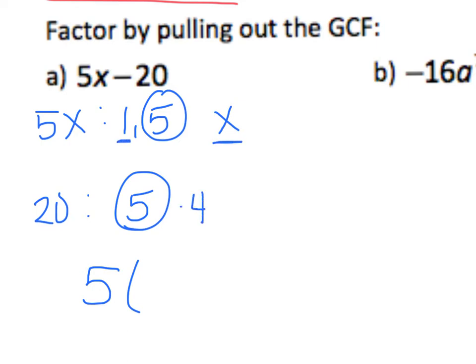1 and x are left over from the 5, so I can just write an x. And then keeping the same sign, the subtraction sign, in order to get back to the original problem, the factor of 4 is left over from the 20.